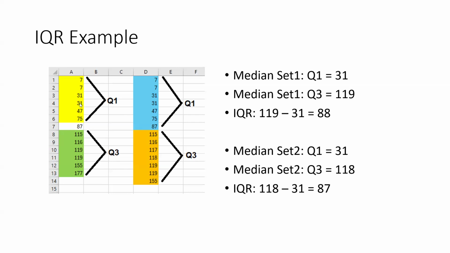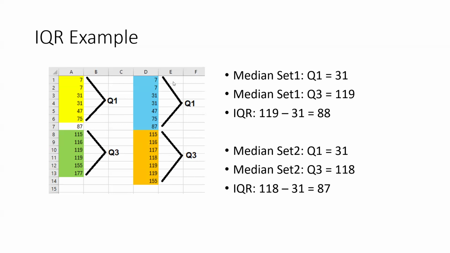So 31 is the median here. 119 is the median here. So the value of our first quartile is 31. Median of our third quartile is 119. And then the difference is our interquartile range. That's what we did in the prior slide. And in this instance, we have an even number of observations, okay? So we have an even number of observations.